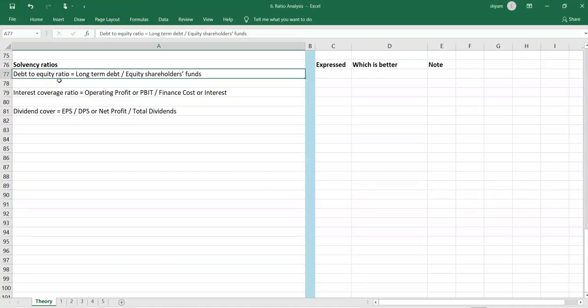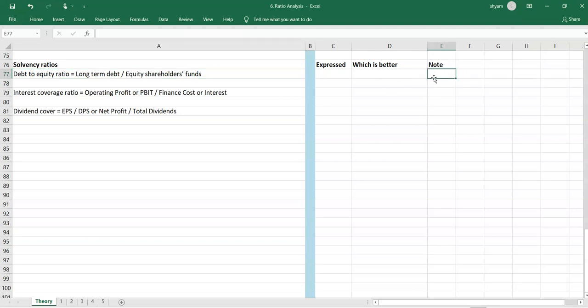So if you see here, debt equity ratio refers to long-term debt divided by equity shareholders funds. Okay, how much money is invested by the external people and how much is invested by the internal people. So the ratio should be around 1:1. Whether higher is better or lower is better, it should be around the industry average. We can't say higher is better or lower is better. How is it expressed? Again, it is expressed in terms of times. So it's 1 times or 2 times, or 1.5 times like that.